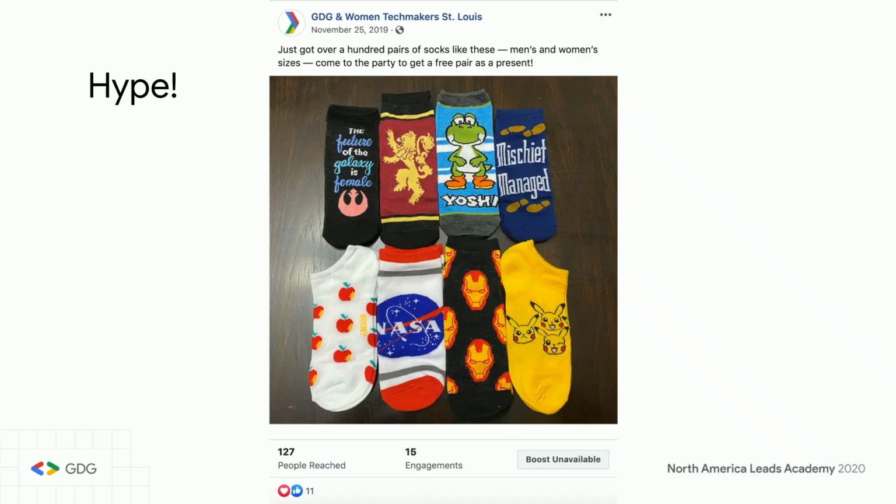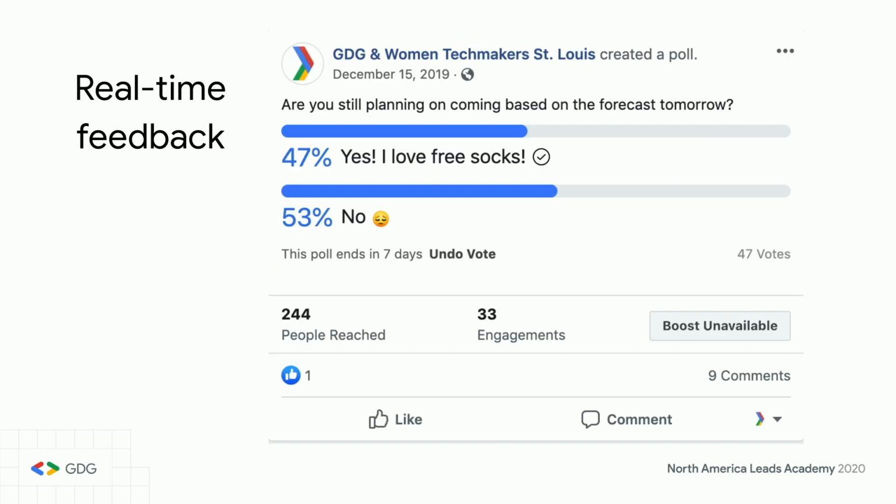Like I was saying, 2 weeks before, we send out a hype message. We always try to include some image of a sort. In this case, for our holiday party, we gave everyone socks. And you could see a ton of people were reached, and it's nice because Facebook gives you these metrics.